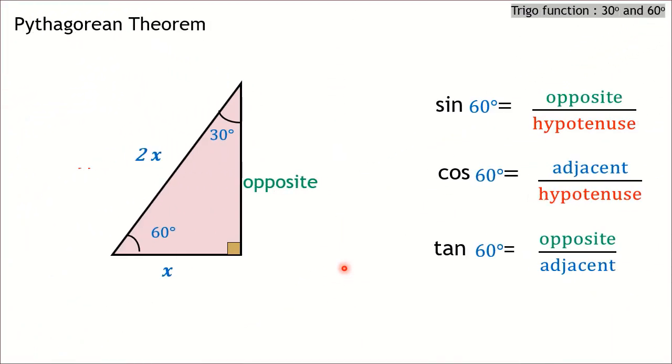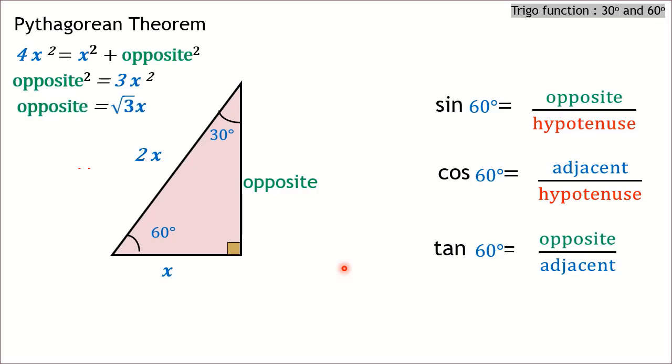Now it's time to find the length of the opposite in terms of x. We can use the Pythagorean theorem, which says that 4x squared equals x squared plus opposite squared. We solve for the opposite squared, so we have 3x squared here, and we take the square root of both sides, so we have the opposite as square root of 3 multiplied by x.